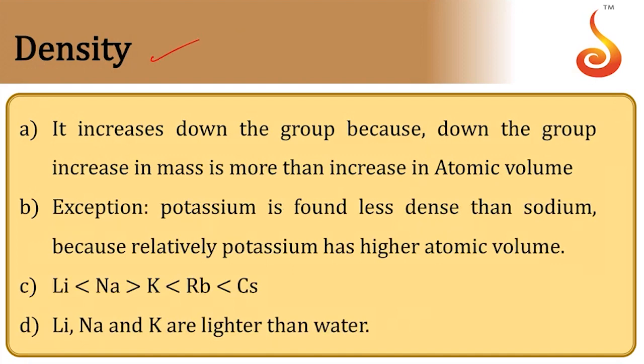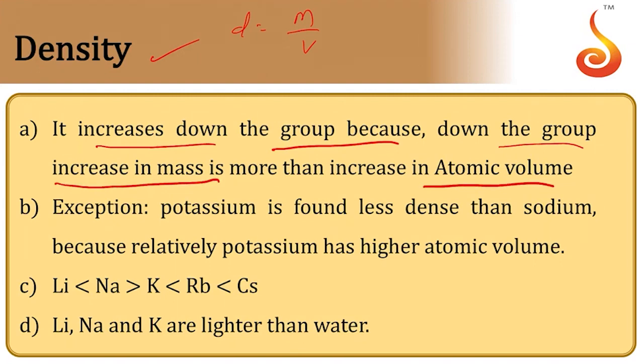Then comes the second property, density. As we know, density depends upon two factors, mass as well as volume. Density is given by mass over volume. It is found that density increases down the group. That is because when moving down the group, we see a greater increase of mass when compared to the increase of atomic volume. Because of the relative increase of mass more than that of the volume, density is increasing down the group.